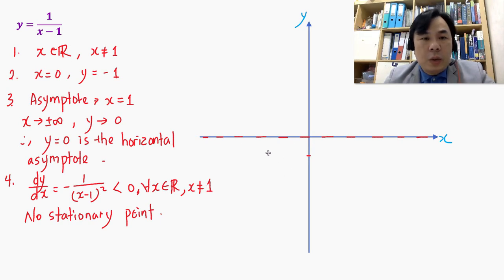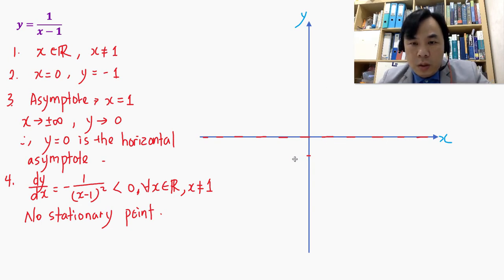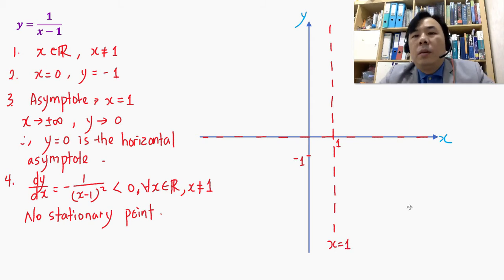And then next we have a vertical asymptote. We have a vertical asymptote at x equal to, this is -1, at x equal to 1 here. So this is 1. Okay, I'm going to draw that vertical asymptote. So this is x equal to 1. All right, now that is our vertical asymptote. So from here, we are going to sketch our graph.